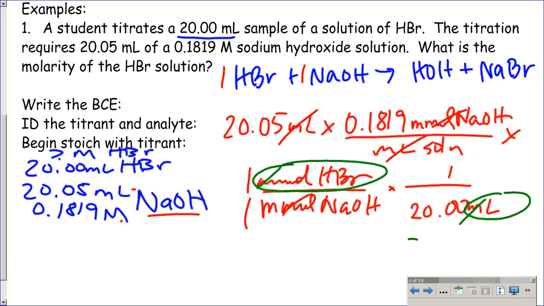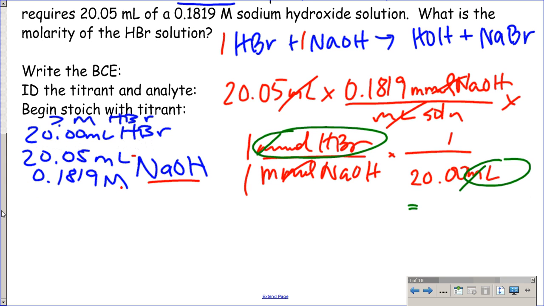Okay? So then that's like, I don't know, let me get my notes here. You guys can practice calculating real fast for yourself. So you should do 20.05 times 0.1819, and then divide by 20, and you'll get 0.182 molar of HBr.